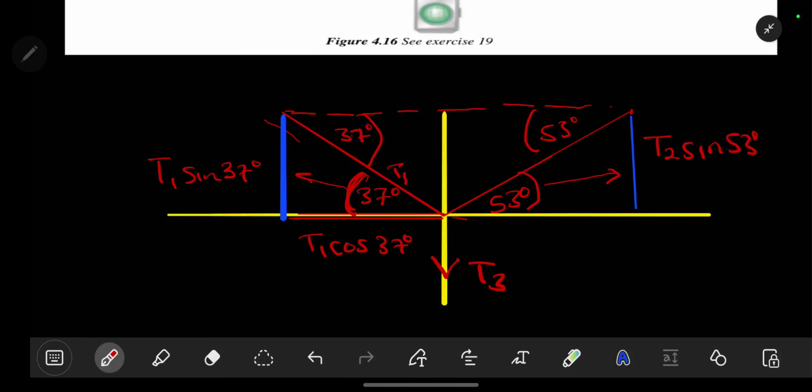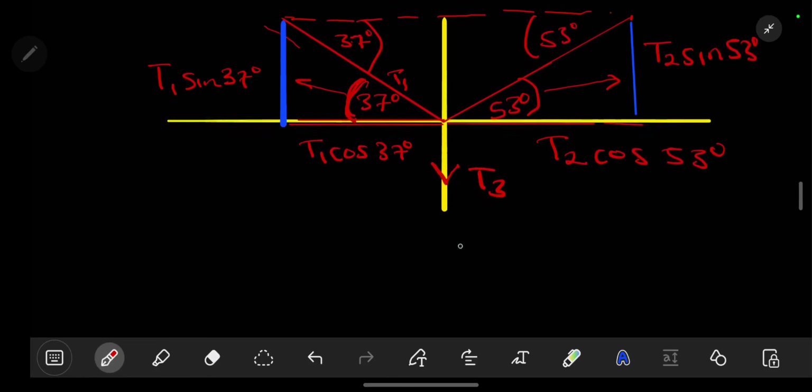Then at the bottom here, this one will be equal to T2 cos of 53 degrees. So meaning to say the base, whichever angle is in contact there, is what we are going to call T2 cos of the angle theta.